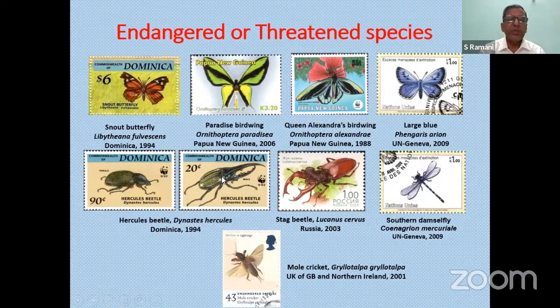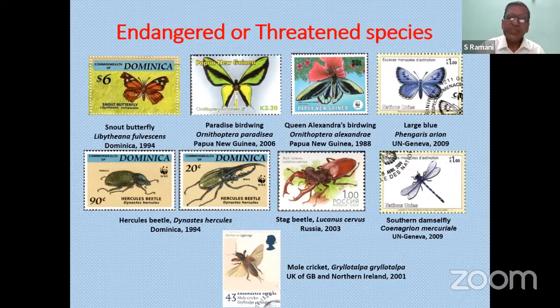Of course, you also have the Hercules beetle, Dynastes hercules. In particular places, it may be a little threatened. This particular one is endemic to Dominica, and they say that it is threatened. So also is the stag beetle, Lucanus cervus, which is there in most parts of Europe, but in some pockets it is threatened because of habitat destruction and other things. This mole cricket is again a beautiful stamp produced by the United Kingdom, and there is a decline in sightings. That is one of the reasons they say it could be becoming a threatened species. So these are a few examples of endangered or threatened species that have come on stamps.